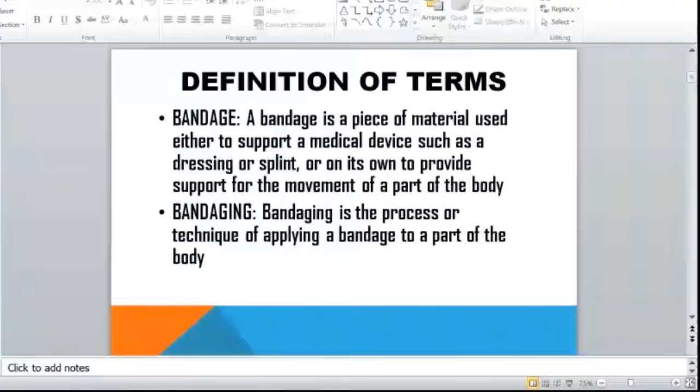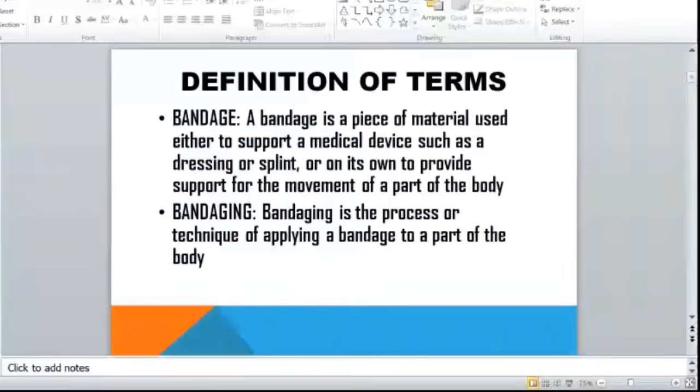Thank you. So let's look at the definition of terms. What is a bandage? A bandage is a strip or a piece of material. It might be cloth, or it might be an elastic fabric. We use it to support body parts, maybe if a joint is sprained. We use it to hold a dressing in place over a wound. We use it to apply pressure to control bleeding.